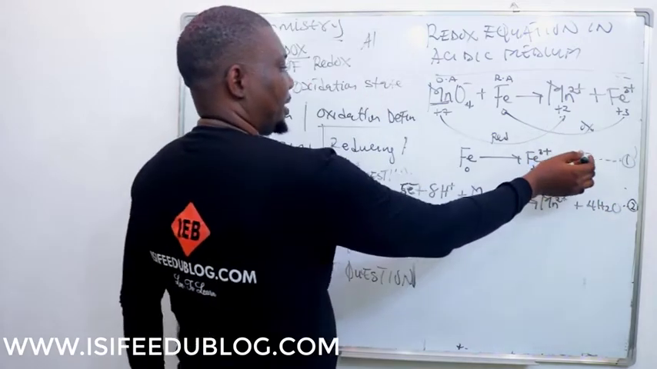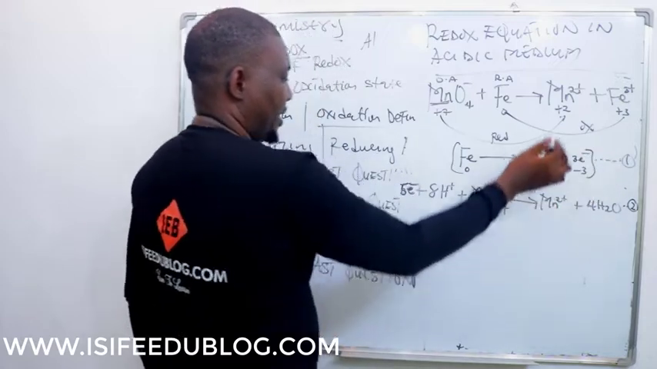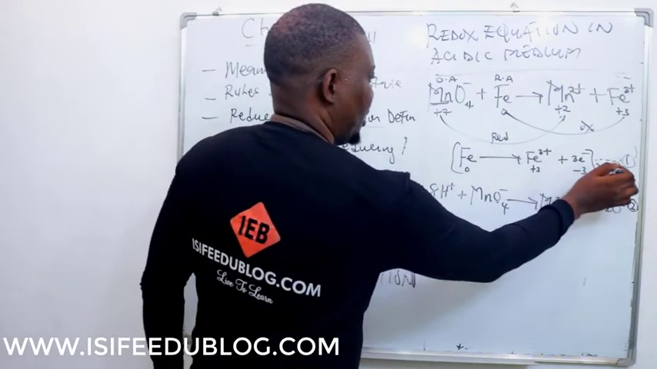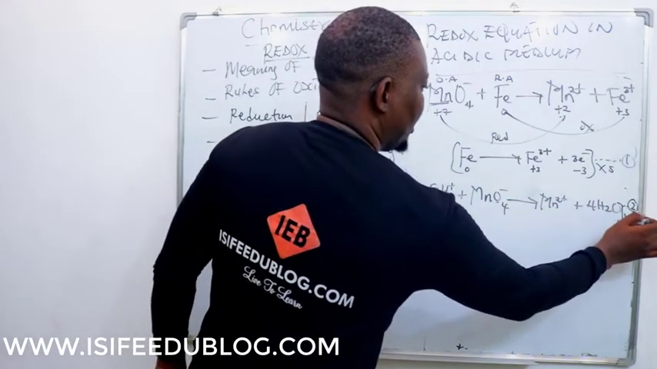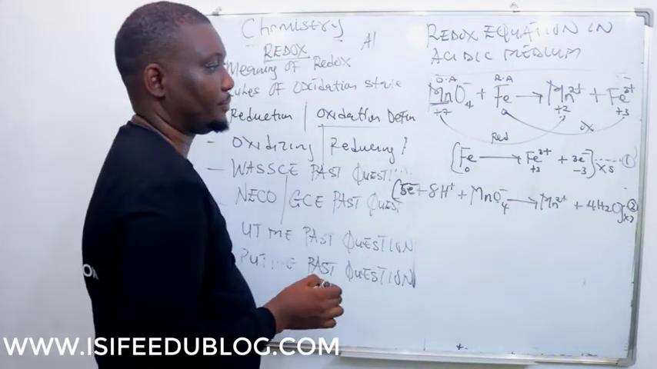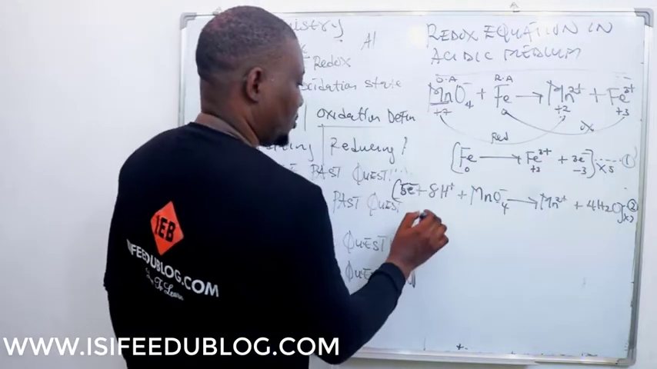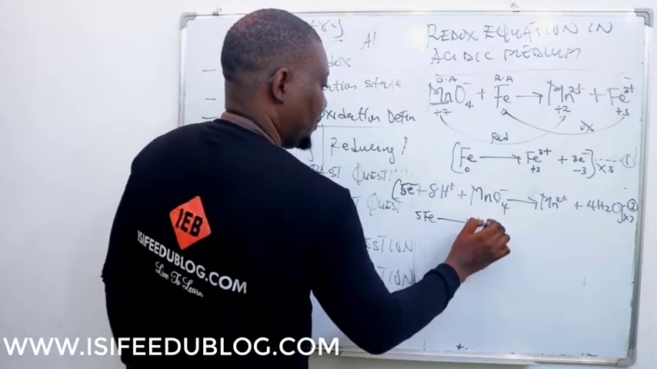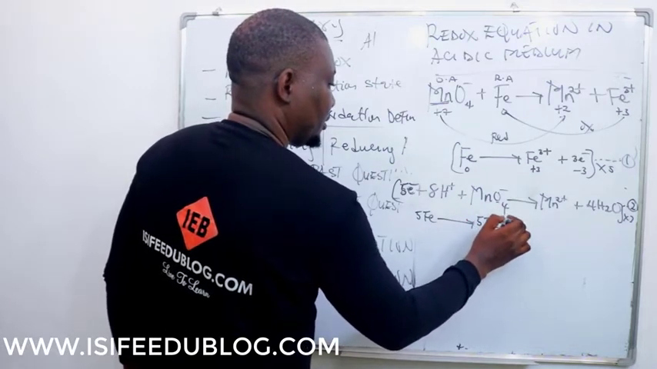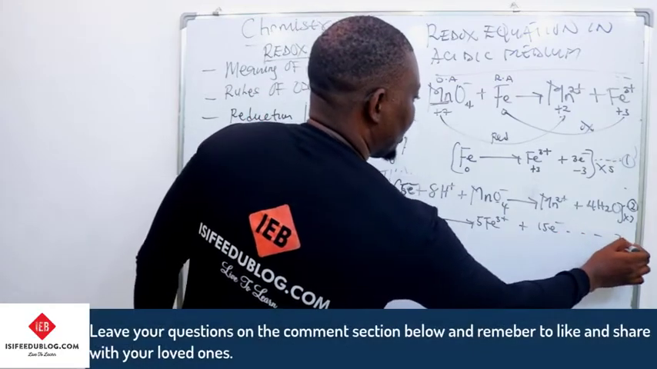So that from the electrons gained here and the electrons you lose here, to know what you're going to do to make sure they both are the same, this 5 is going to come up here, go here. This 3 is going to come here and go this side. Now, if this 5 goes here, it will be 5Fe. Here will be 5Fe3+ and 15e minus. Let me call it equation 3.